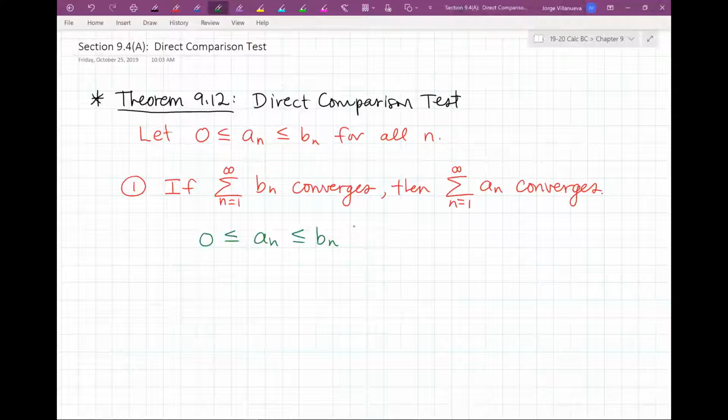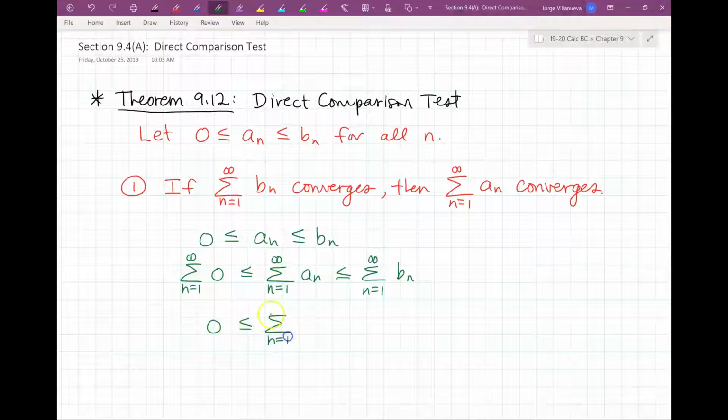I'm just going to give you an example of what the first step means. If I take the sum as n goes from 1 to infinity of 0, which is less than or equal to the sum as n goes from 1 to infinity of a sub n, which is less than or equal to the sum as n goes from 1 to infinity of b sub n. The left side is 0, because if you just keep adding 0 forever, it's 0. Then here I still have the sum of a sub n.